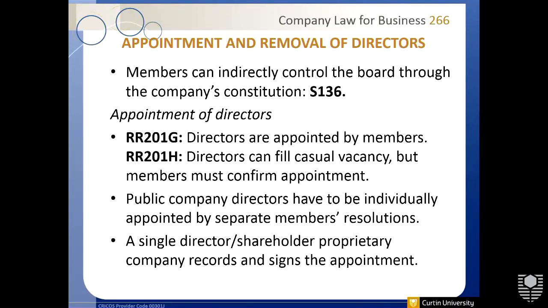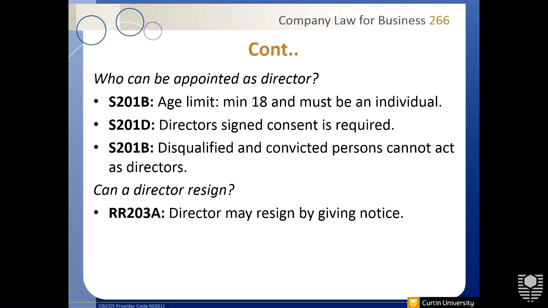Public company directors have to be individually appointed by separate members' resolution. Meaning to say, if you want to appoint more than one director in that meeting, you have to have separate resolutions. Appointment of Mr. A as director, appointment of Mr. B as director, appointment of Mr. C. So it must be different or separate resolutions. Whereas a single director or shareholder proprietary company records and signs the appointment by themselves, obviously.